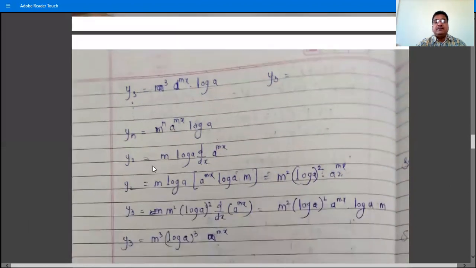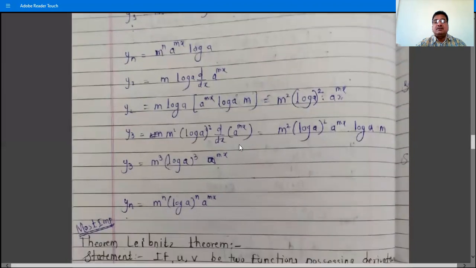And in this way, here is the correction. Y2 is m square log a bracket square a raised to mx, because m log a is constant and the derivative of a raised to mx is a raised to mx log a into m, since the derivative of mx is m. So it becomes m square log a bracket square a raised to mx. Then y3 is m cube, log a bracket square is a constant quantity, and the derivative of a raised to mx is a raised to mx log a into m. So it becomes m cube log a bracket cube a raised to mx.